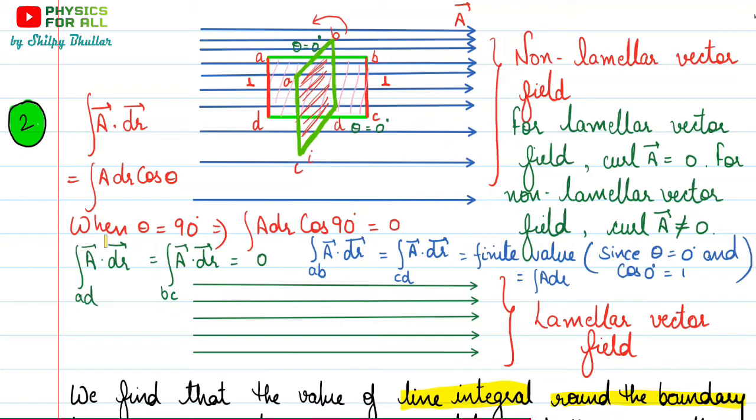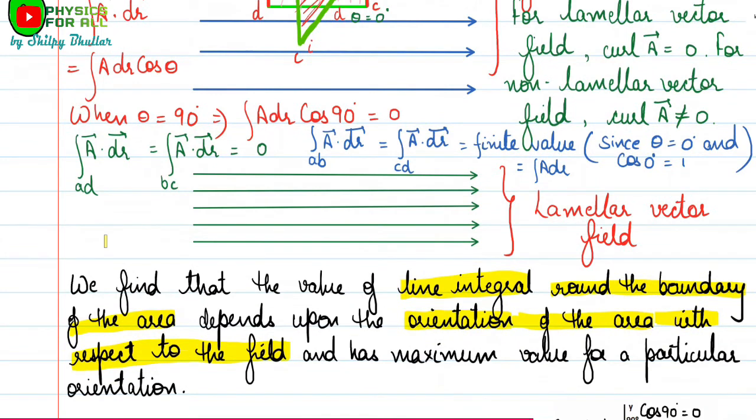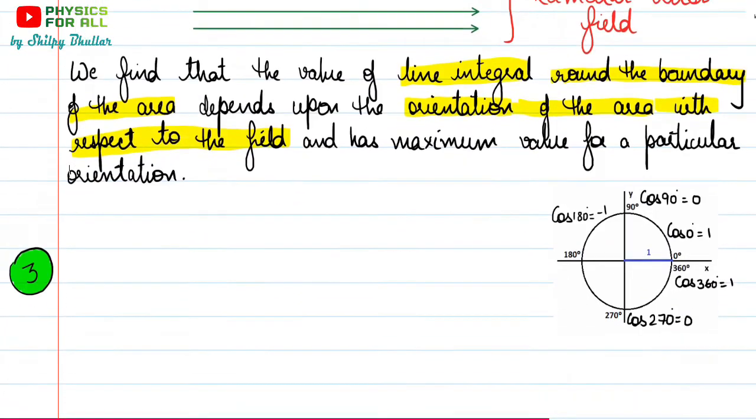So that means when we have an area and we are finding the line integral around the boundary of that area, the value of the line integral actually depends on the orientation. Nothing else matters. Not even how much area is there. That would definitely give you some finite value, but the main thing that matters here is the orientation of the area. And what is orientation? Orientation means in what direction the area is aligned with respect to the field.